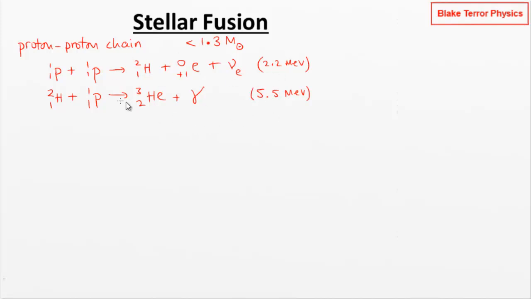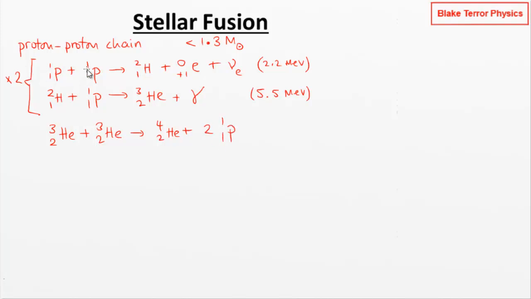But we've got some release there, and we've got helium-3, but we want to end up with helium-4. That's the end point of this process. Now, if these steps are done twice, so we get 2 times this, it means we've then got 2 helium-3 nuclei. These then add together in the final step of the proton-proton chain. So we've got a helium-3 plus a helium-3. That then goes to our helium-4, plus we get 2 protons back.